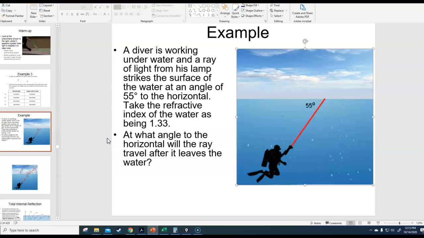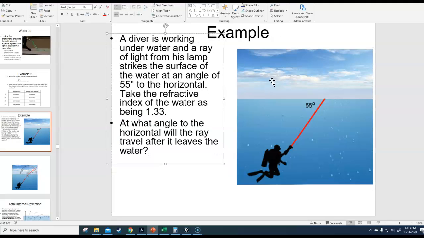Okay, so let's take a look at how you would approach this question. The first thing you need to realize is that the angle that you're given is not the angle measured with respect to the normal. Remember, you always have to measure angles with respect to the normal. So this 55 degrees is not with respect to the normal. You have to find the complementary angle, which is actually 35 degrees.